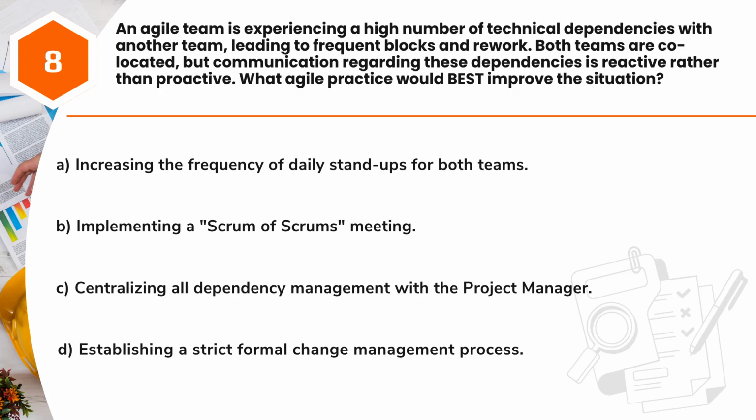Question 8. An Agile team is experiencing a high number of technical dependencies with another team, leading to frequent blocks and rework. Both teams are co-located, but communication regarding these dependencies is reactive rather than proactive. What Agile practice would best improve the situation? A. Increasing the frequency of daily stand-ups for both teams. B. Implementing a Scrum of Scrums meeting. C. Centralizing all dependency management with the project manager. D. Establishing a strict formal change management process.